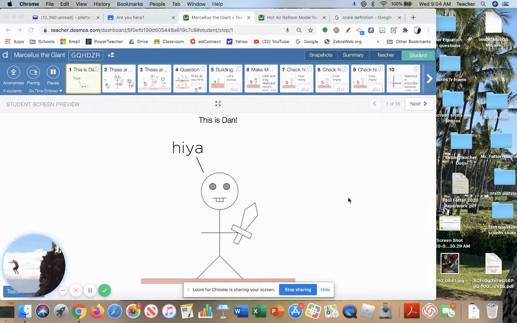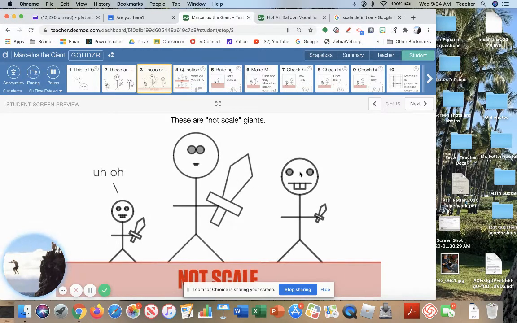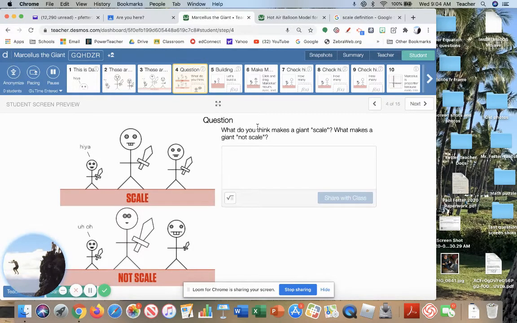Okay, today we're doing Marcellus the Giant. Screen 1 just introduces us to Dan, and screen 2 gives us scale giants. Okay, these are scale. Screen 3, these are giants, but they're not scale. Okay, and then screen 4 says, what do you think makes a giant scale? We're going to answer this later, so you can skip screen 4.